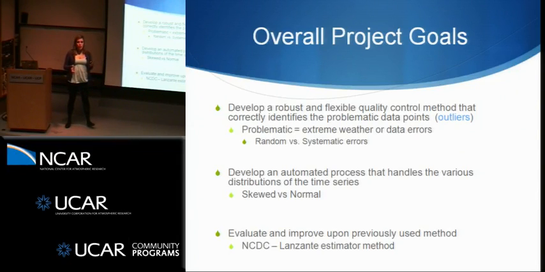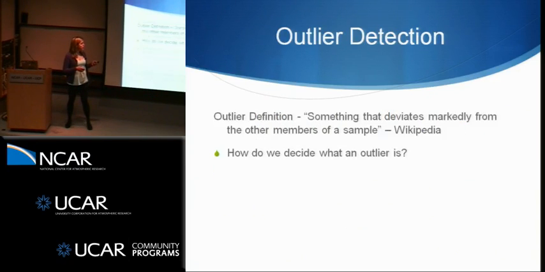Also, we really want to automate this process because, like I said, there are a ton of different soundings, and to manually inspect all of these would just be so time-consuming. And a lot of the variables within the soundings can be skewed or normal, so we want to make a technique that is going to handle the different distributions. And finally, we want to improve upon a previously used method by the NCDC, which is the Lanzante. I'll go into that a little bit more.